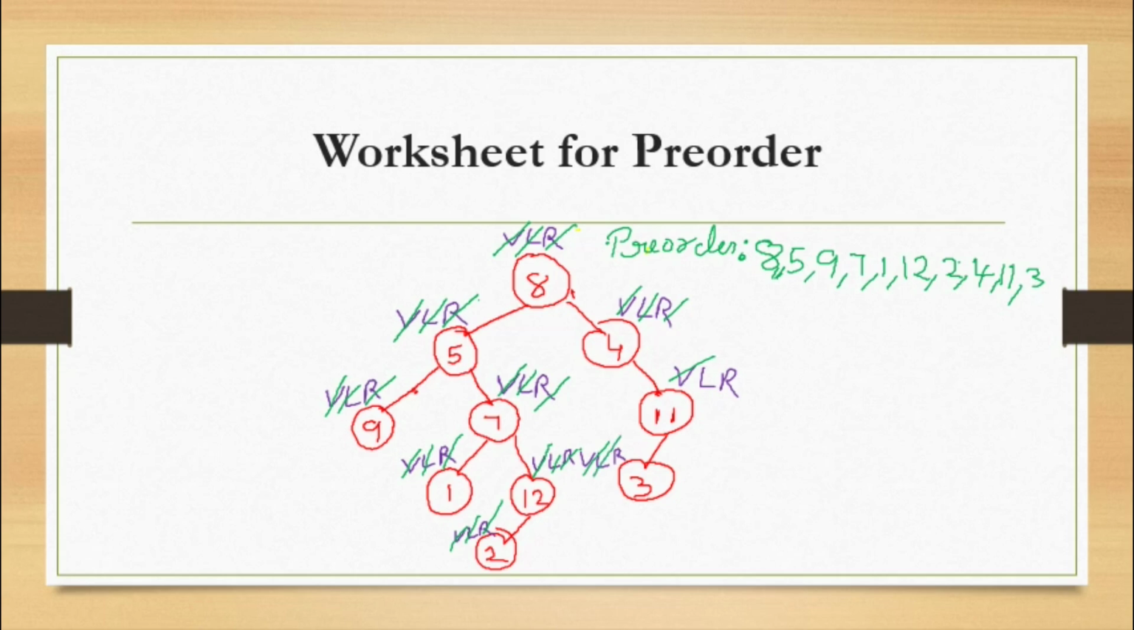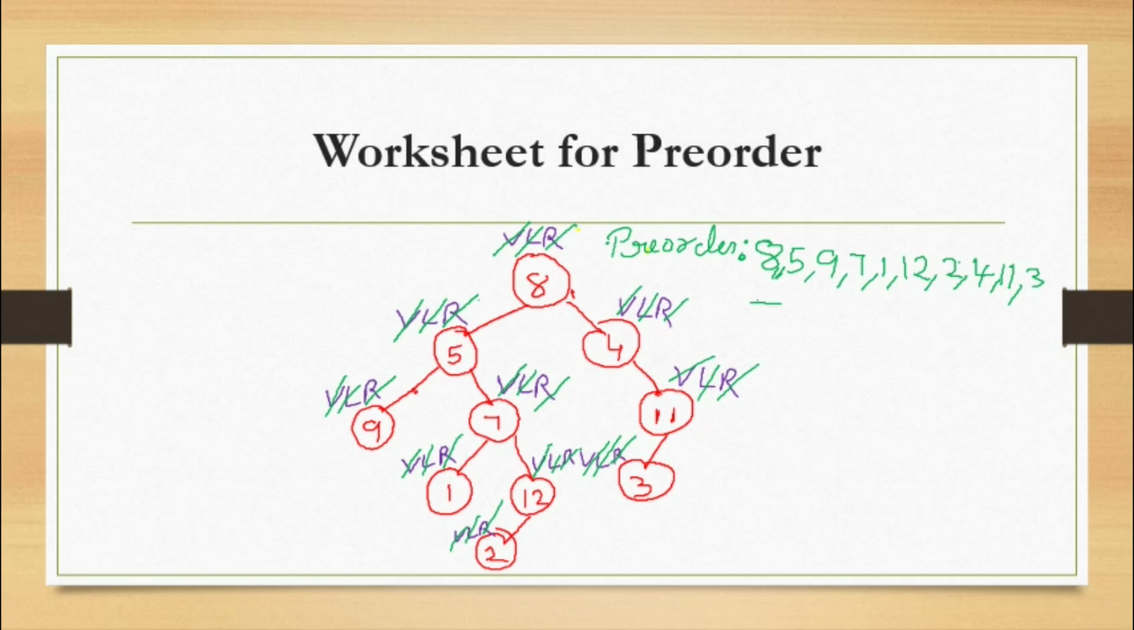I don't have anything to the left of 3. I don't have anything to the right of 3. Then I come back. Then the left I had already visited. Then the right I don't have anything for 11. So this is how I find out the pre-order.